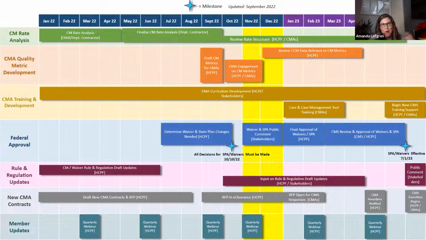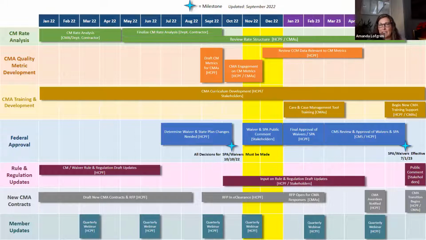Here, as Colin walked through that, you can see there are a lot of different moving parts to case management redesign. On our website, on the case management redesign page, we have this interactive timeline to show where we're at today, and the timeline for the rate analysis and rate work, when we're going to be developing, and where we're at in the progress around quality measures and developing those metrics, along with training. And then to be able to operationalize this, we have to seek several different federal authorities from our CMS partners.